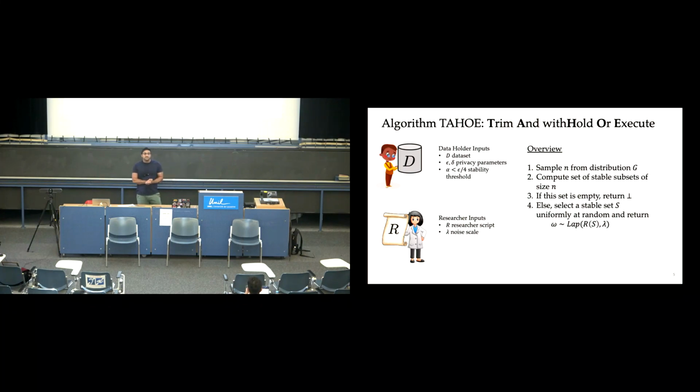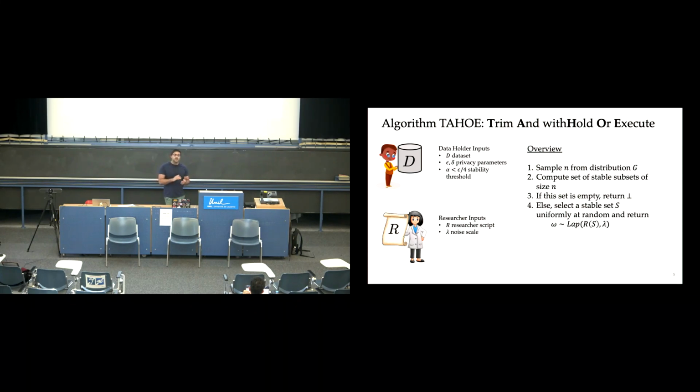If we can find a stable subset, life is good, but if we can't, we're in trouble. So if we can't find a stable subset, we just won't respond. And the way we rig the distribution G, there's no extra privacy loss from that. Otherwise, if I can find a subset that's good for differential privacy, I'll simply compute the researcher script on it, add some Laplace noise, and output that.